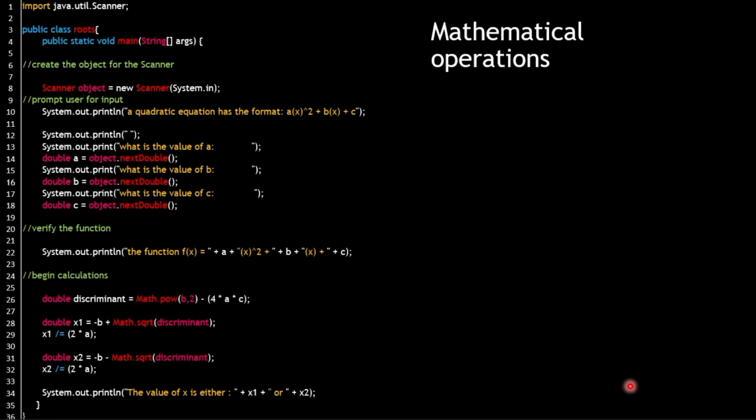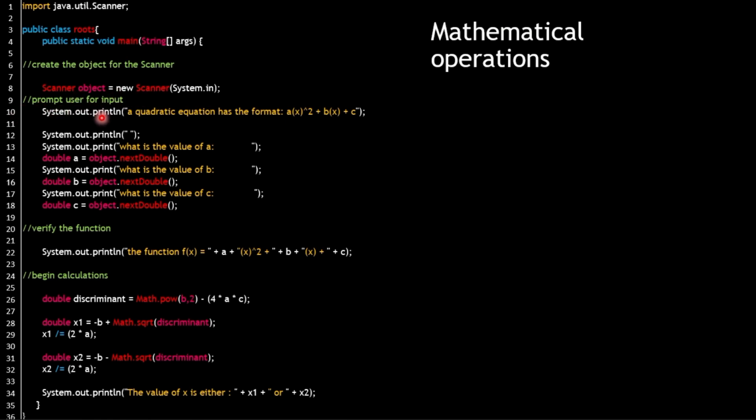Okay, so here we have an example that uses mathematical operations. Basically, we're finding the roots of a quadratic equation, or basically finding the roots of x. So we import the java.util.Scanner class there, and then we say public class Roots, and then we have public static void main(String[] args), our method there, and then we create the object for the Scanner class, right? So we have that there.